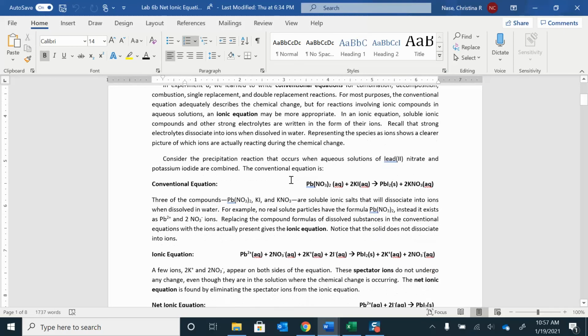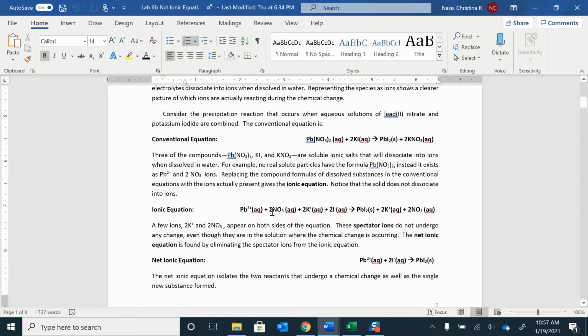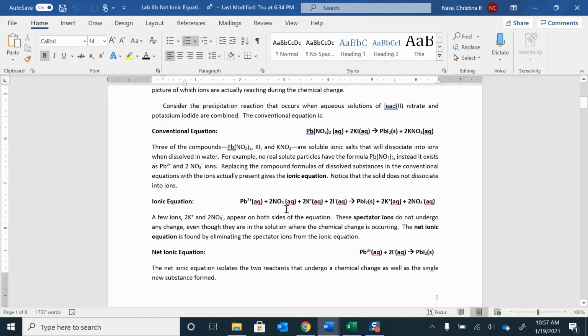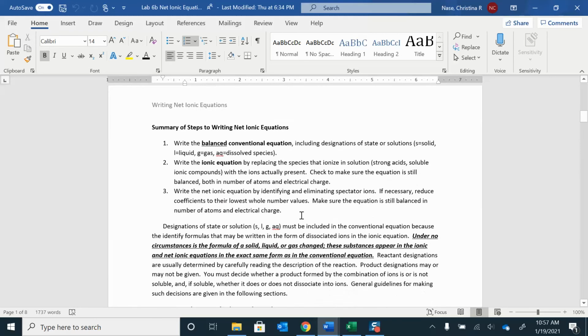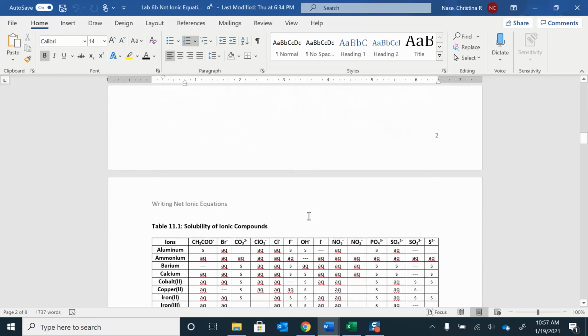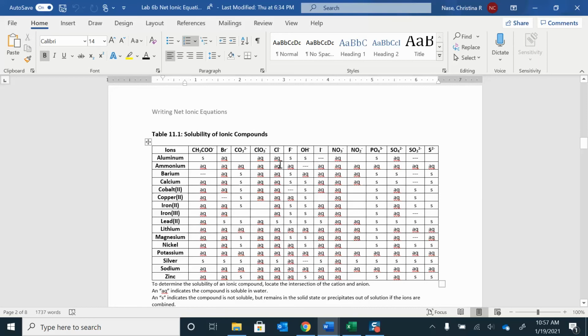So net ionic equations, usually we're doing a double replacement or a single replacement reaction, and then trying to figure out what kind of species are present in there. So how do I break this down? I have to use my solubility rules in order to do that. Sometimes we make gases. So this is a cheat sheet for the solubility rules.